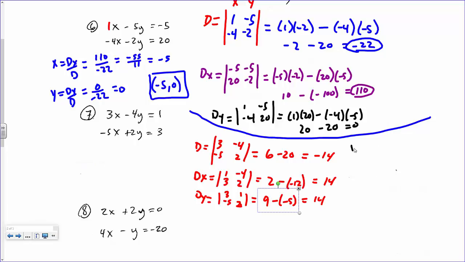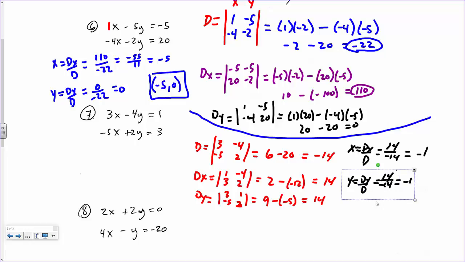I'm going to say, of course, that x is equal to dx over d. dx is 14, d is -14, so 14 over -14, which is -1. And y will be dy over d, which is 14 over -14 as well, which is also -1. So the ordered pair for the answer is -1, comma, -1. And that's your solution for number 7.